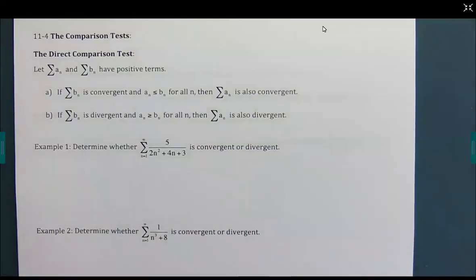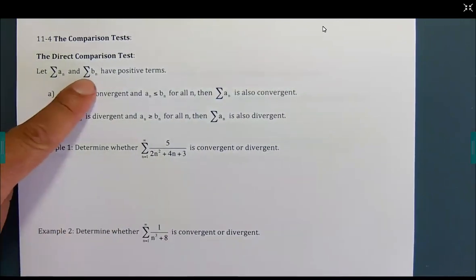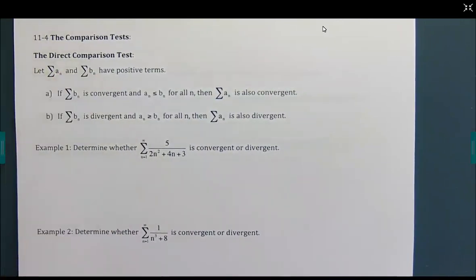Hello and welcome back. We are on to a new convergence divergence test. There's actually two of them. These are called the comparison tests. What we're going to do is compare our current summation to another summation. First of all, we need to make sure that it's a good comparison.